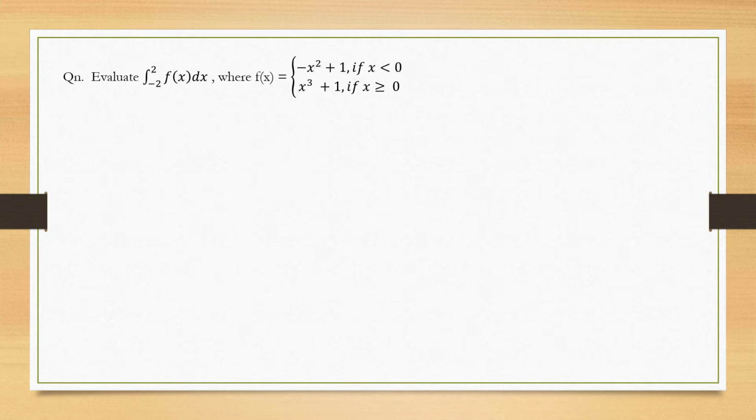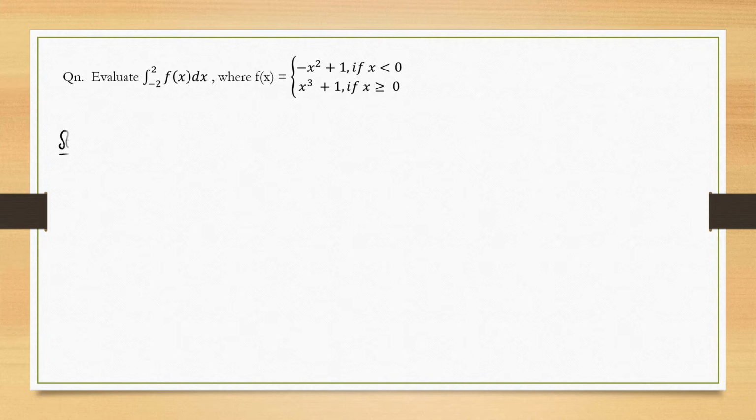Now let us solve another problem. Evaluate integral minus 2 to 2 small f of x dx, where f of x is defined using two different functions in two different intervals. In the interval minus infinity to 0, it is defined as minus x square plus 1, and in the interval 0 to infinity, it is defined as x cube plus 1.